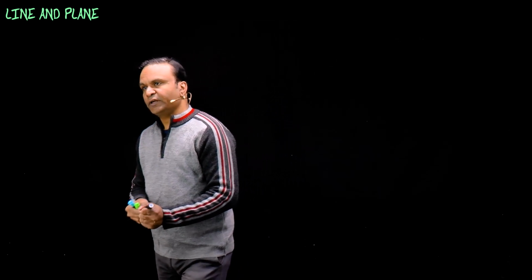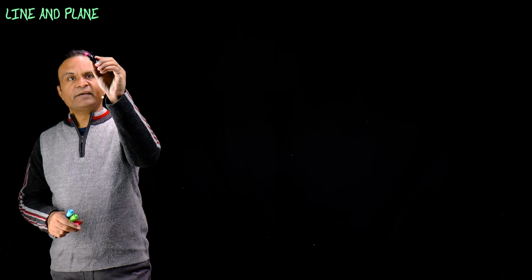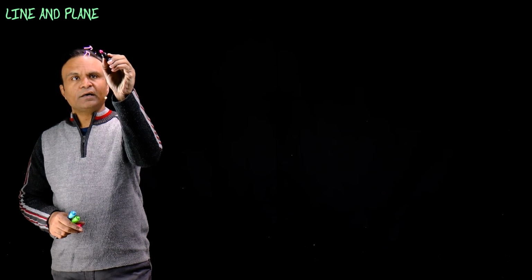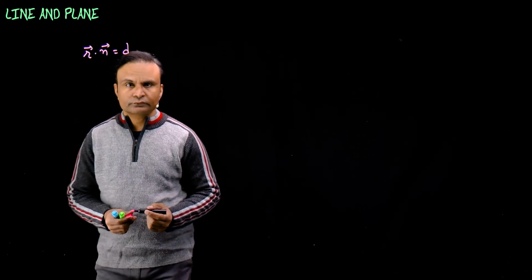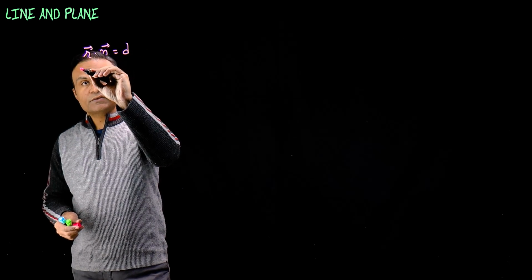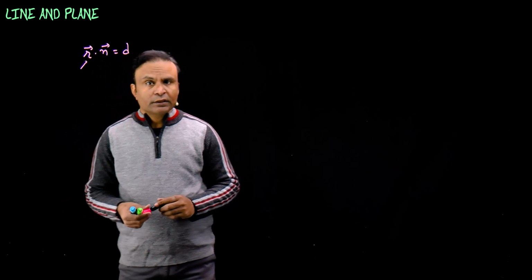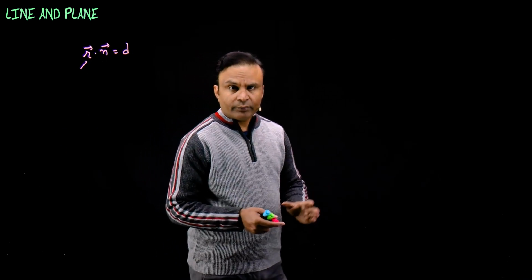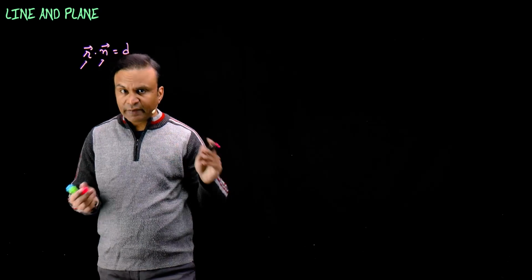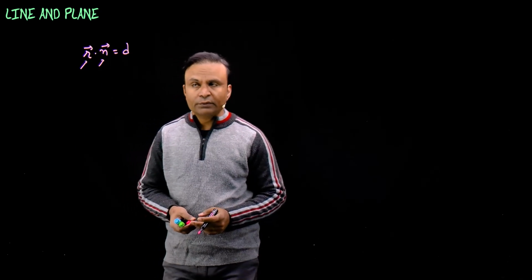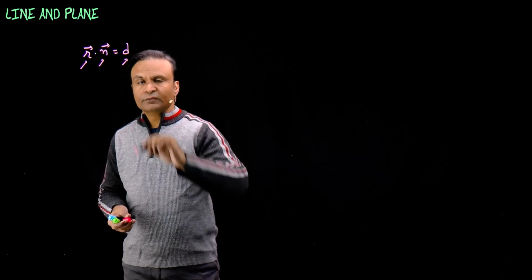Consider equation of a plane in vector form as r dot n is equal to d. Here this vector r is position vector of any point on the plane. This vector n is a vector perpendicular to the plane and d is scalar.